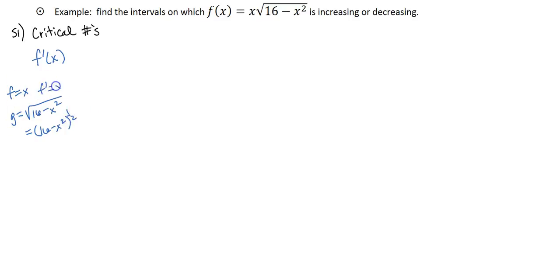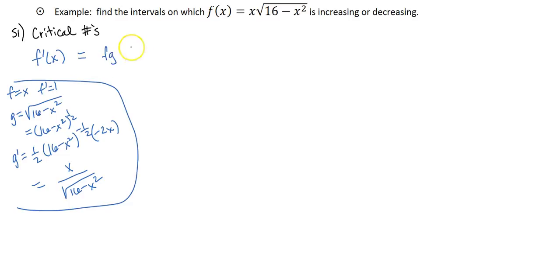So f prime is easy. That's just going to be 1. G prime is going to be 1/2 times 16 minus x squared to the negative 1/2 times the derivative of the inside, which is negative 2x. And all that simplifies to be negative x over the square root of 16 minus x squared. So f prime of x is f g prime plus g f prime, which is going to be x times negative x over the square root of 16 minus x squared plus the square root of 16 minus x squared times 1.